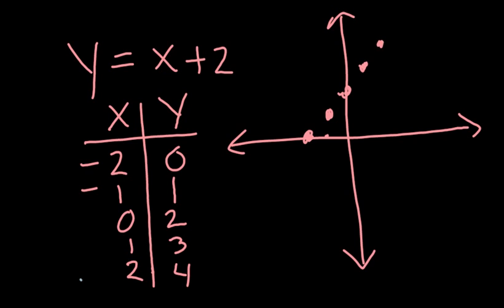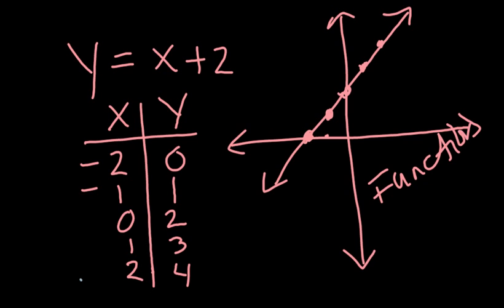If you were doing this for homework, you would use graph paper. You're not allowed to guess. And then I would connect this because equations are lines. Then I would say, oh, that's a function. Vertical line test works. So that's definitely a function.